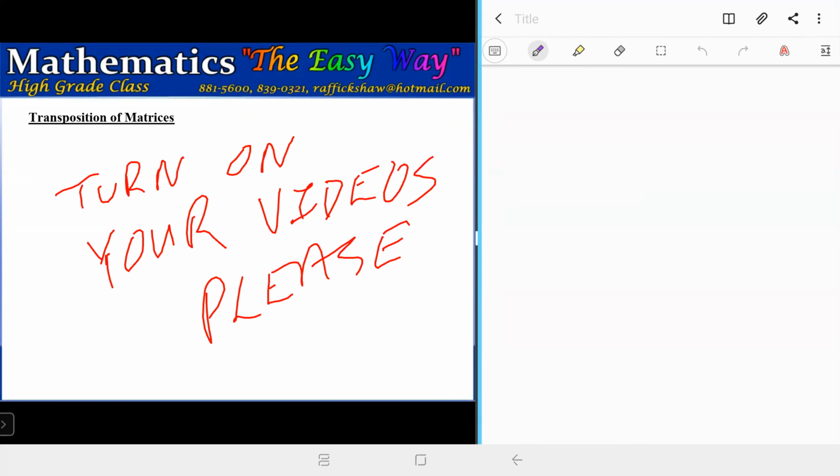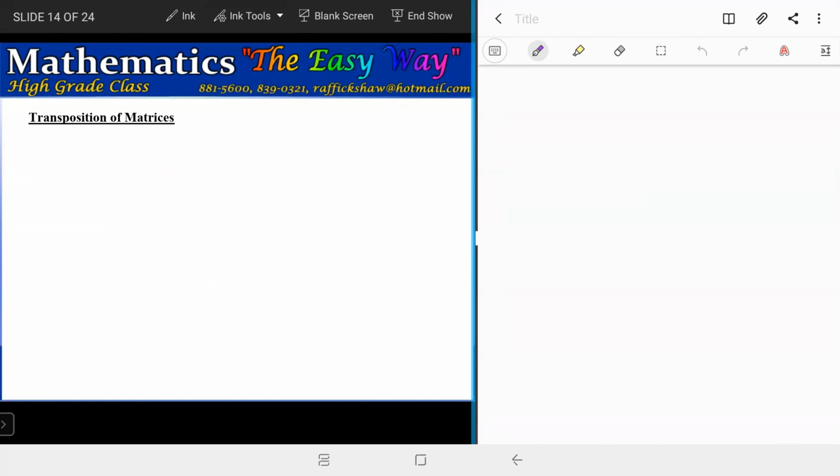All right, so the first thing we're going to look at is transposition of matrices. We'll just continue from where we left off yesterday. And the first thing is transposition of matrices.